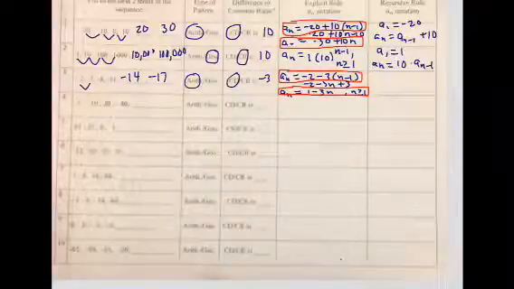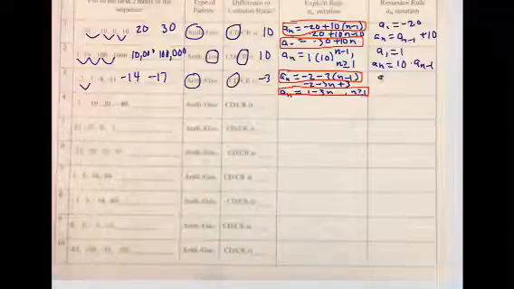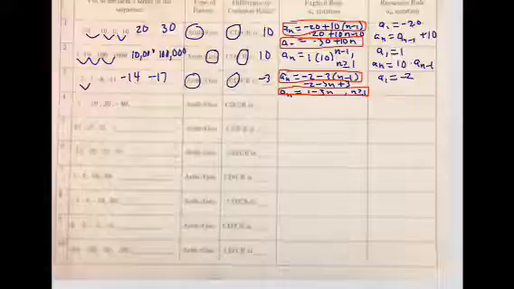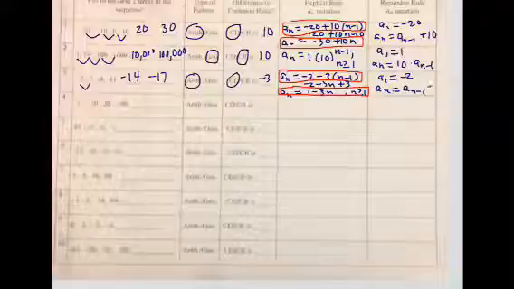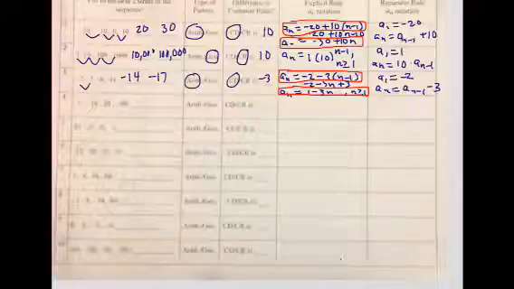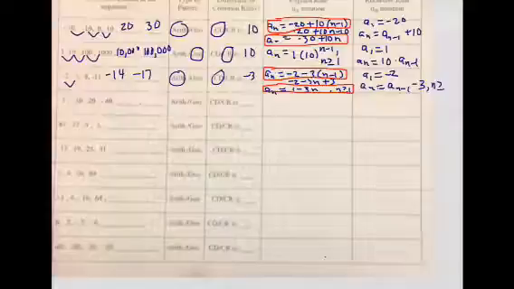Okay, for the recursive, a sub 1 equals negative 2, like that, and then a sub n equals the previous number, okay, minus 3. And again, the n is greater than or equal to 2. Let me see if I can fit it here, n greater than or equal to 2.